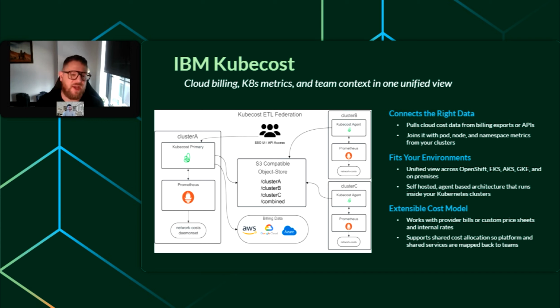It runs as a self-hosted, agent-based deployment. So it sits inside your Kubernetes environment, and it also works across all the major vendors: EKS, AKS, GKE, OpenShift, on-prem, you name it. Wherever your Kubernetes deployment is, we can be there to help you work that through. Now, the cost model itself is extensible, so you can use provider bills or custom price sheets and still allocate shared platform costs back to teams. Really handy, really useful, and great visibility. Can we grab the next slide, please?